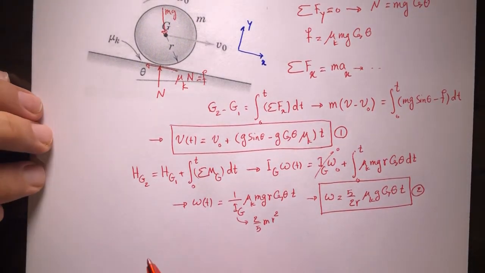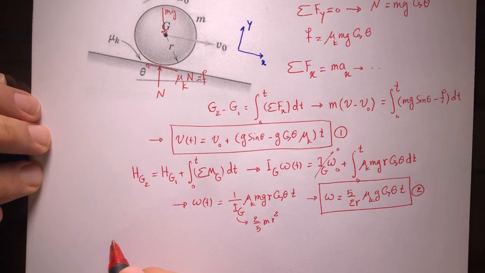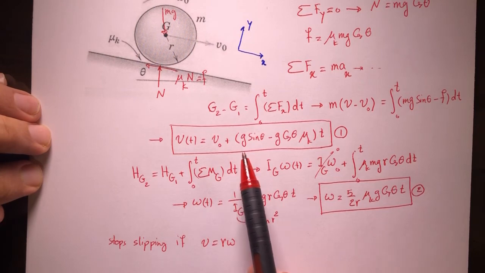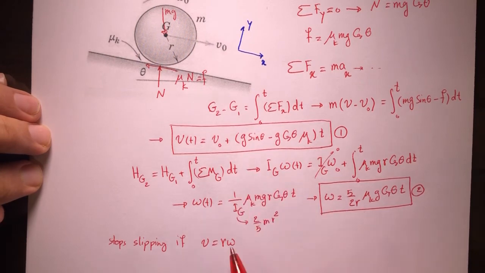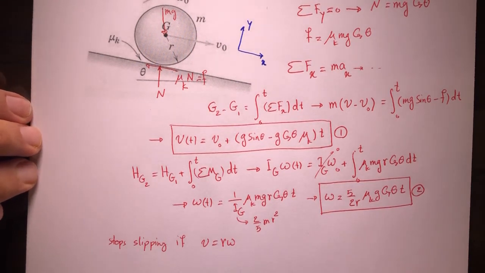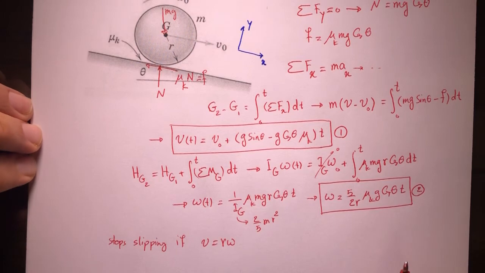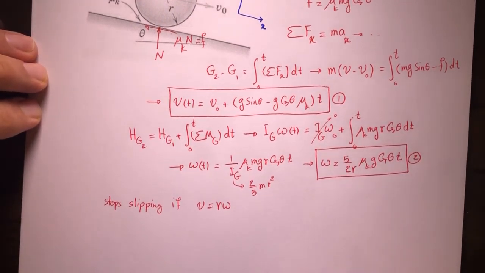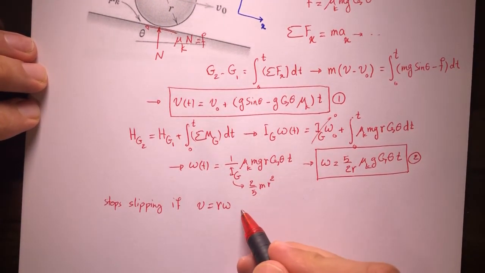So we know it's going to stop slipping if the velocity of the center becomes r times omega. So we know this is the velocity and this is omega. If you have this relationship between these two, then the sphere is going to stop slipping and it's going to have pure rolling.